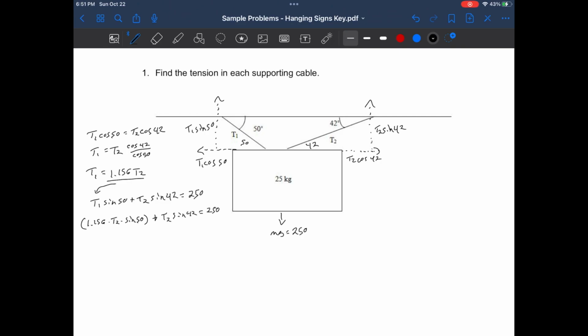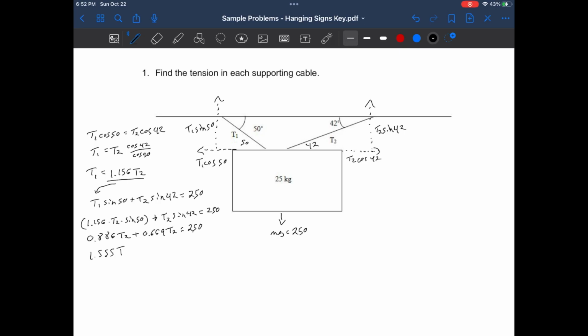On my calculator, I'm going to go ahead and resolve 1.156 times the sine of 50. That gets me so many T2s. And then I've got T2 sine 42, so I'll calculate the sine of 42 so that I can add like terms. I end up with 0.886 T2 plus whatever the sine of 42 is going to be. Let's see, 0.669 T2. So I've got like terms. I can add those together now. When I add those together, I get 1.555 T2s is equal to 250.